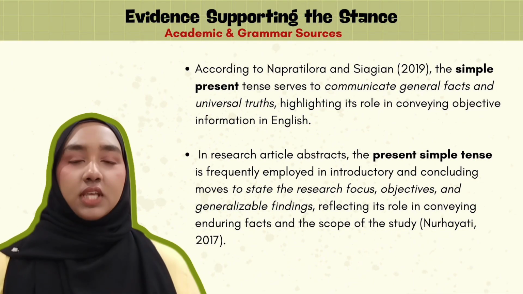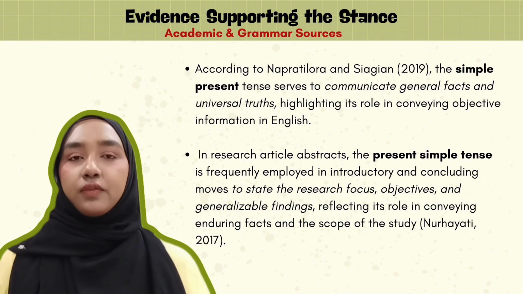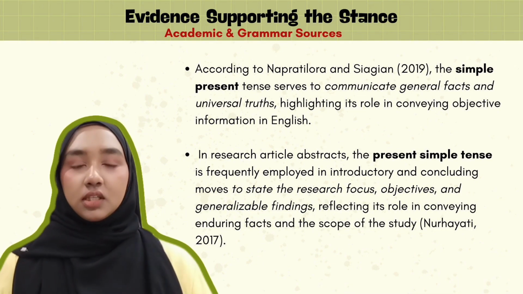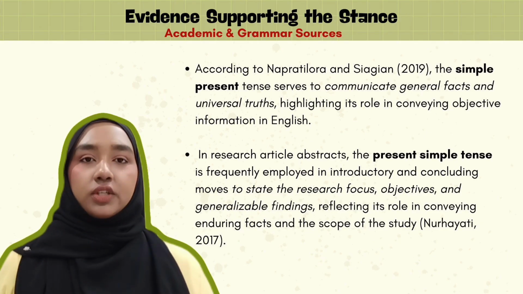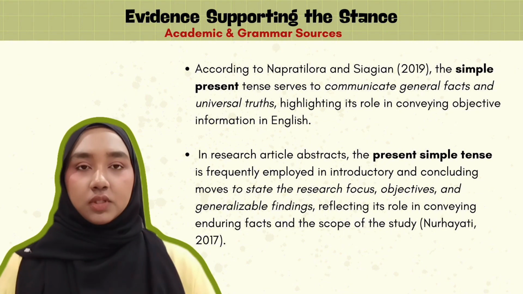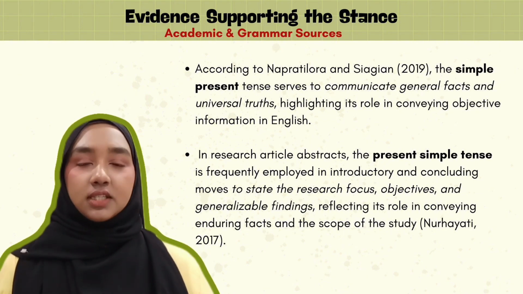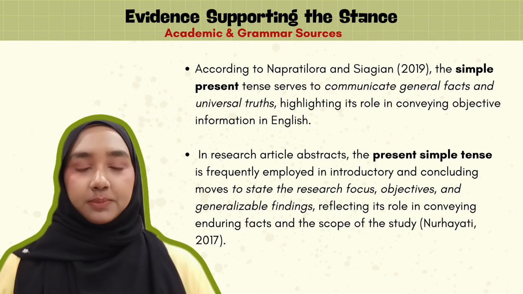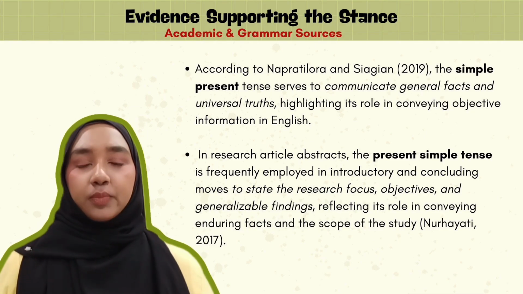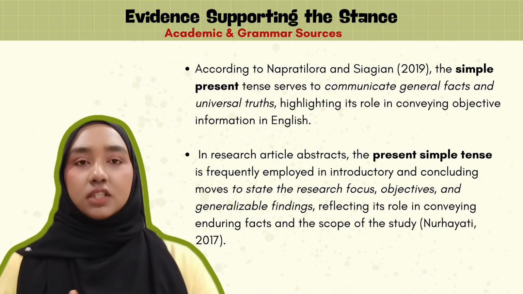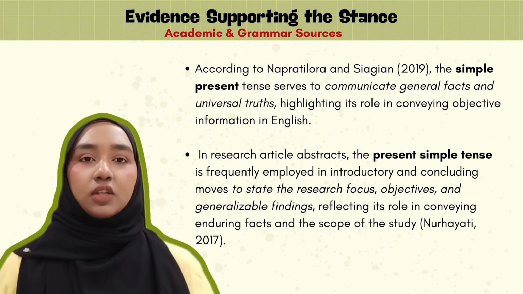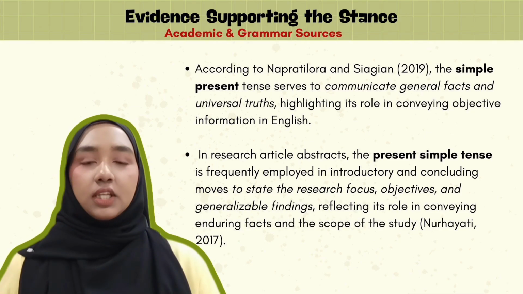Evidence from grammar books and academic studies supports the view that tense and voice choices in English are shaped by communicative purpose, genre, and audience expectation, with writers selecting specific grammatical forms to foreground facts, processes, credibility, and relevance in academic and journalistic discourse. According to the study, the simple present tense serves to communicate general facts and universal truths, highlighting its role in conveying objective information in English.